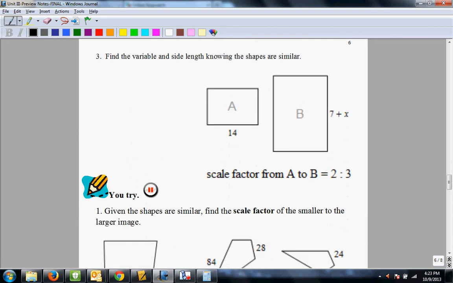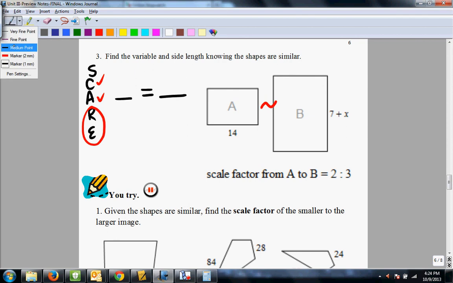Okay, 3. We're going to do an example here. It says find the variable in the side length knowing the shapes are similar. So I know the shapes are similar, which means SCARE. They are similar, so I know they have congruent angles and ratios equal, which means at some point I'm going to do that.